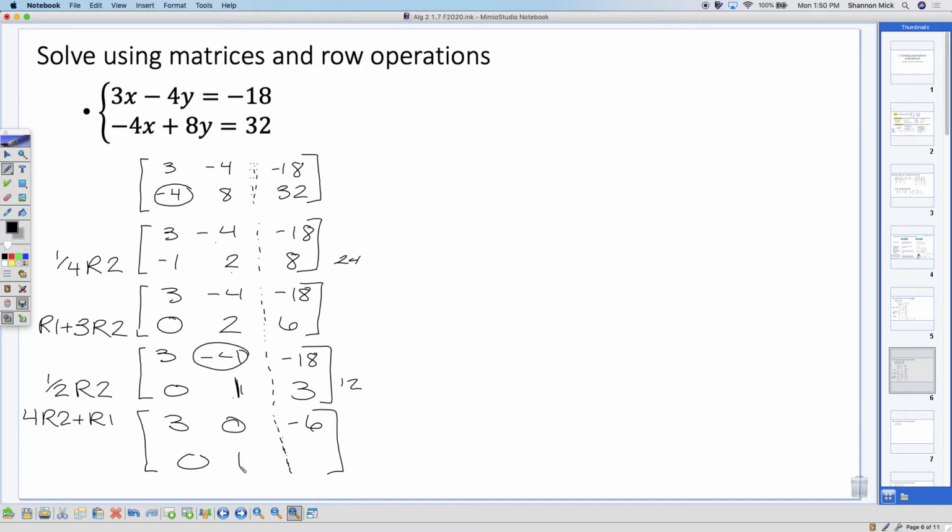And 0, 1, 3. And are we in reduced row echelon form yet? No. So hopefully you're still going down on your paper. What do I need to do to row 1? Take 1/3 R1. So we have 1, 0, negative 2, and 0, 1, 3. So X is negative 2, and Y is 3.